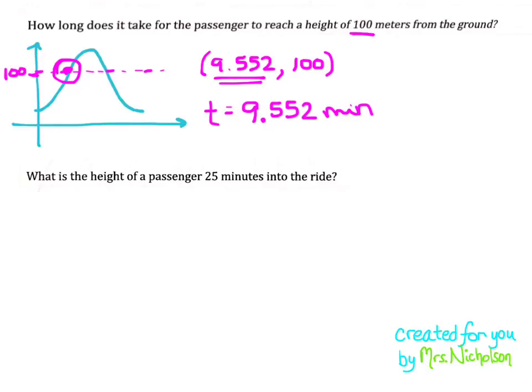The next question, what is the height of a passenger 25 minutes into the ride? So this time, the information that's given to us, the 25 minutes, that's a time or an x value on our graph. There's two ways that you can get this answer. One way would be to just go to the table and find 25 in your x column. The other thing that you can do is go to a calculator page, and since you have this equation entered in f1, you can do f1 of 25. If you type it in just like that, the calculator is going to spit out the answer, 45 meters.